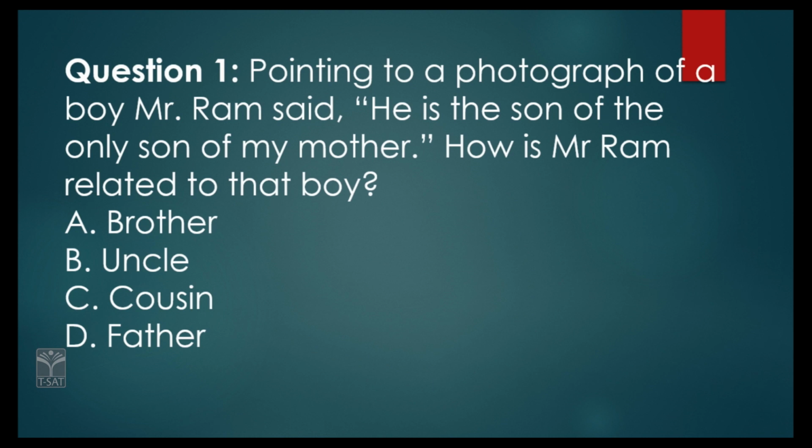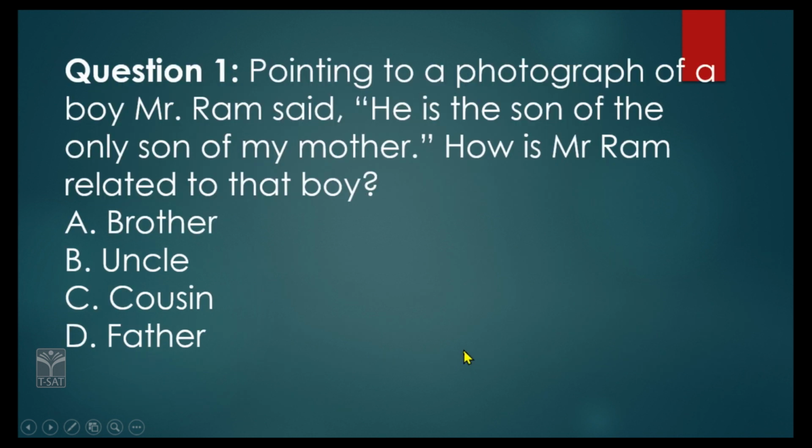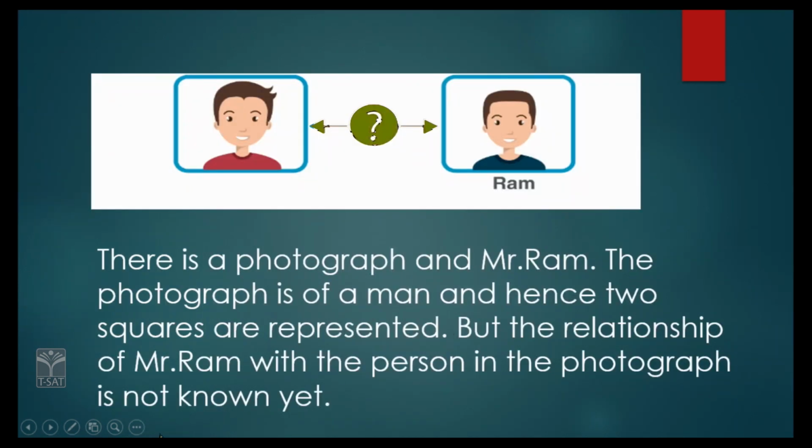Very simple question, but I will explain it pictorially. One photograph is shown here, it is very clear. This is the photograph and he is Ram. Ram shows this photograph and says, he is the son of the only son of my mother. There is a photograph and Mr. Ram, the photograph is of a man, and hence two squares are represented here, but the relation of Mr. Ram with the person in the photograph is not known. You have to find how Ram is related to the photograph.